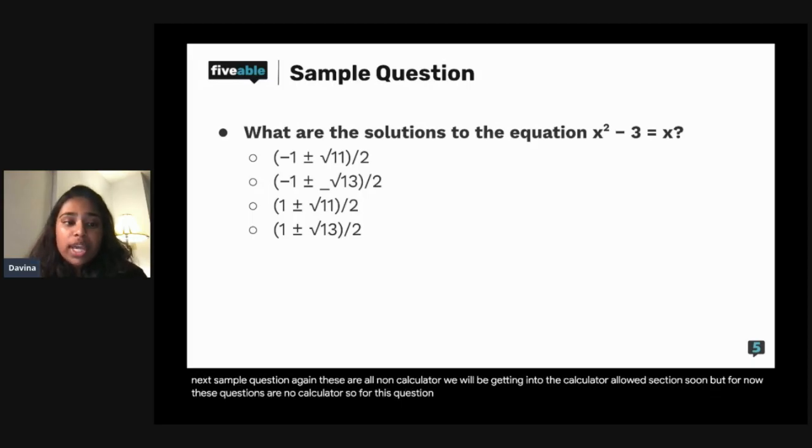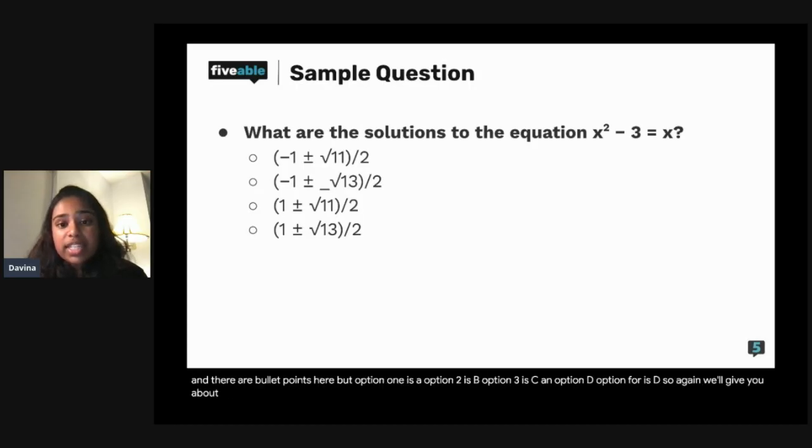So for this question, it asks, what are the solutions to the equation x squared minus 3 equals x? And there are bullet points here, but option 1 is A, option 2 is B, option 3 is C, and option 4 is D. So again, we'll give you about 45 seconds to break it down and work through it, and then we'll reconvene to talk about the solutions and advice.